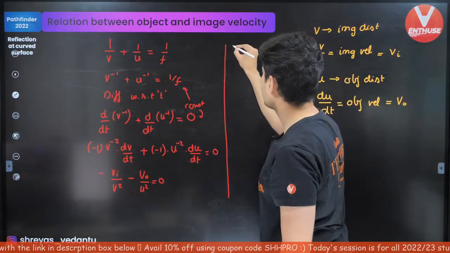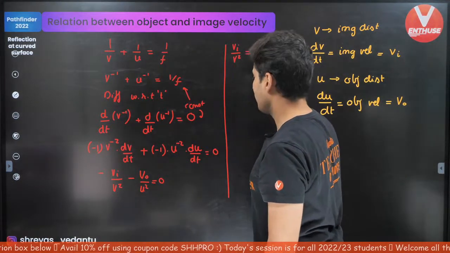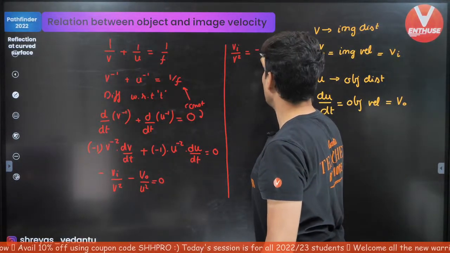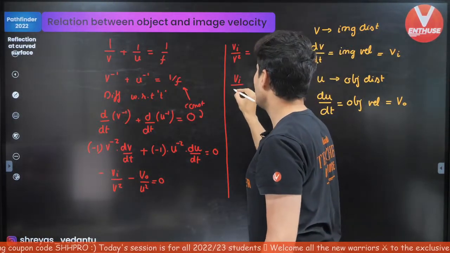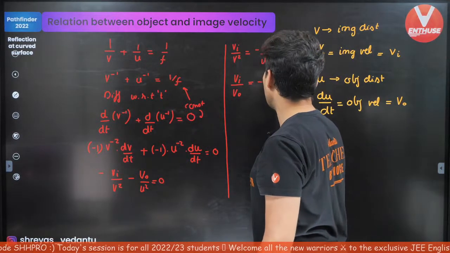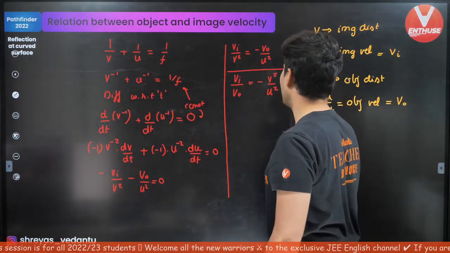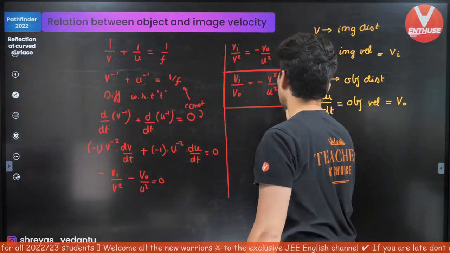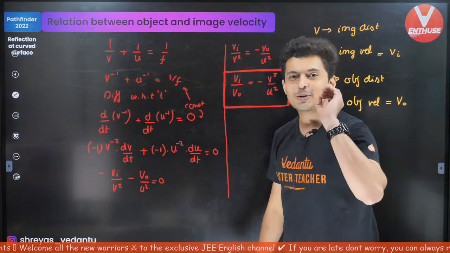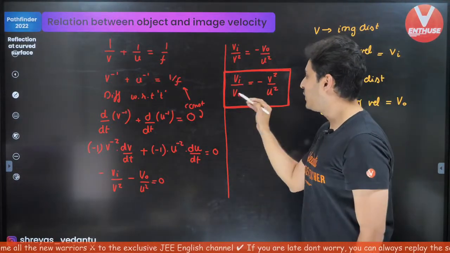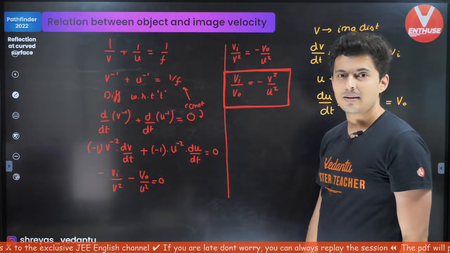Shift one thing to the other side, so vi by v square will be the negative of vo by u square. Rearrange, you will get vi by vo will be minus v square by u square. This is exactly what I wanted. Very, very important. So basically it says image velocity by object velocity is negative of v square by u square.